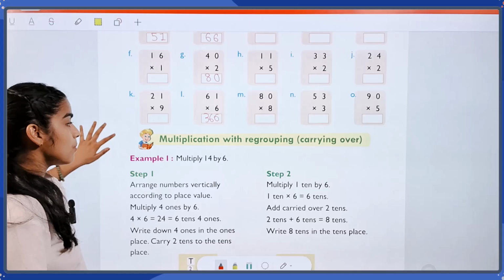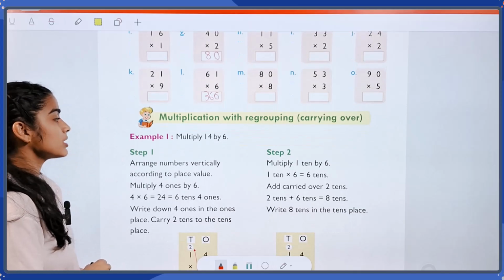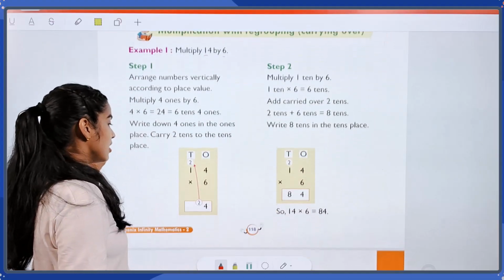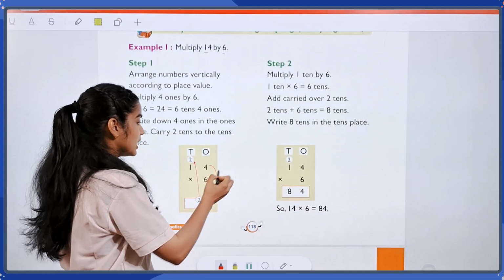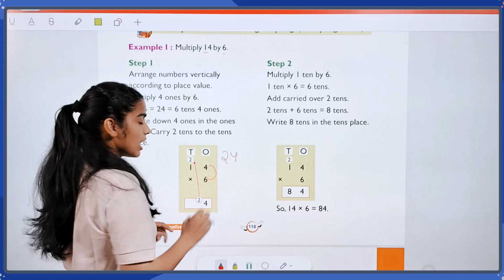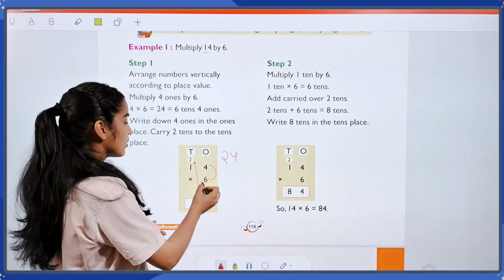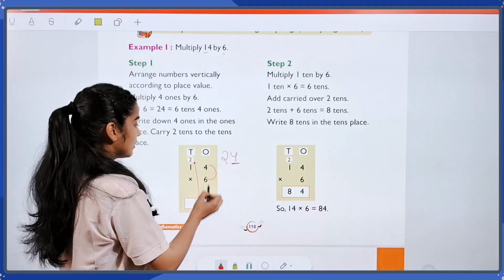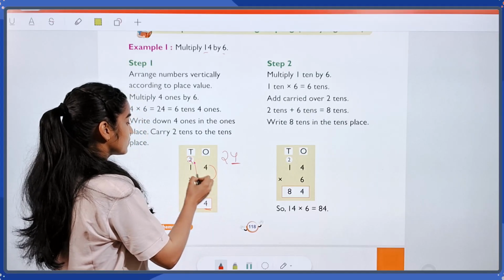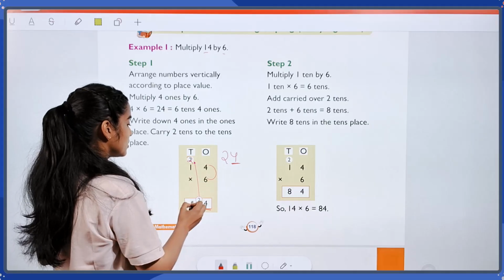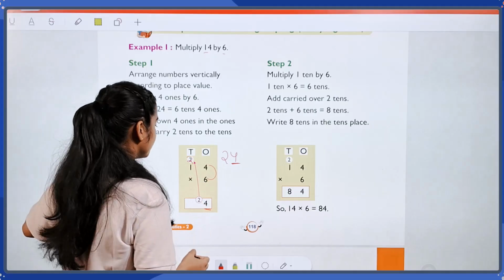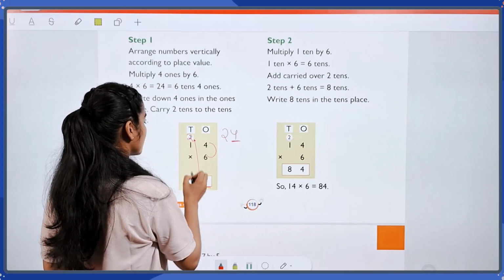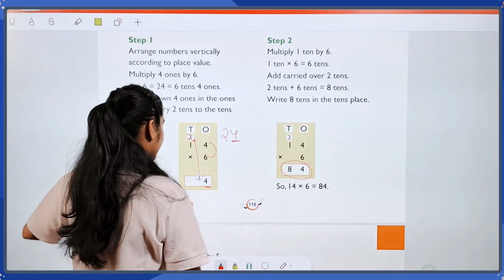Okay. Now multiplication with regrouping. So carrying over. Multiply 14 by 6. So in this case, if we multiply 6 by 4, we get 24, right? And we cannot write two digits because we have the next number also. We just write the last digit 4, then we put 2 here. Now 6 ones are 6, 6 plus 2 is 8. So our answer will be 84.